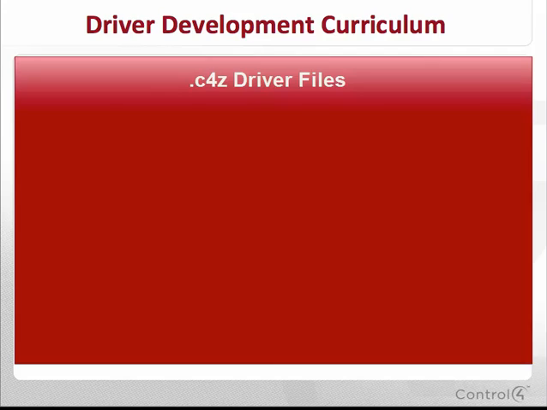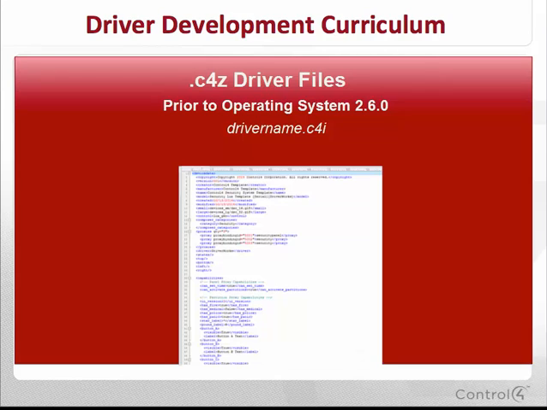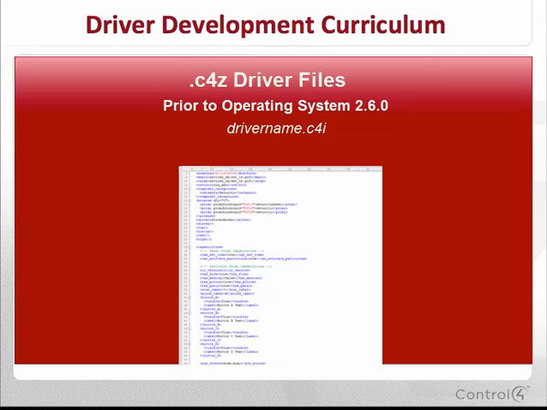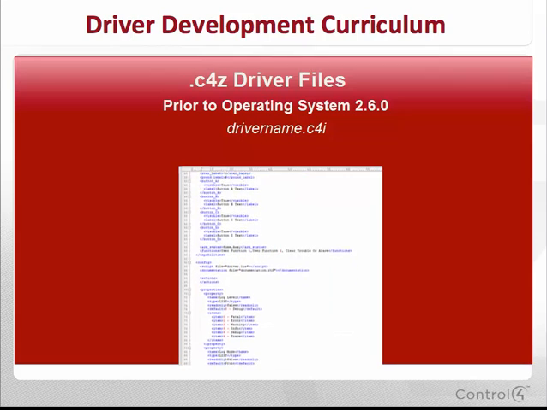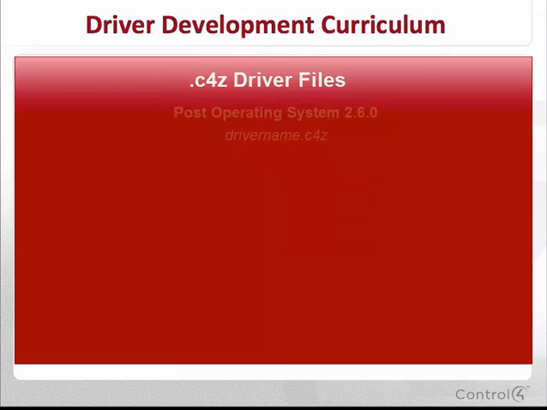Beginning with Operating System 260, Control4 has changed the file structure previously used to support device drivers. Up until 260, device drivers were contained within a single file using the extension of C4I, or drivername.c4i. The release of 260 marked a significant change to this model with the introduction of the C4Z file structure, or drivername.c4z. A C4Z file provides all of the content that the C4I file previously did. However, it offers some significant features and advantages that its predecessor did not.